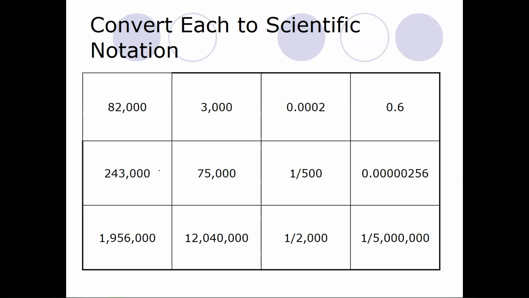All right, so what did everybody get for 82,000 for your scientific conversion? 8.2 times 10 to the 4th. It is 8.2 times 10 to the fourth. Does everybody agree with that?